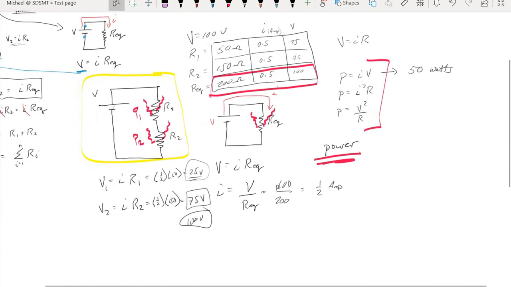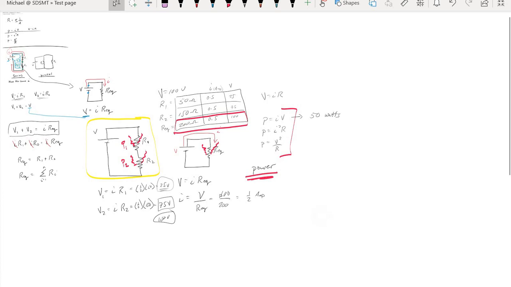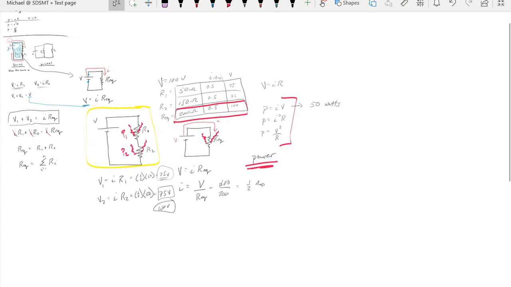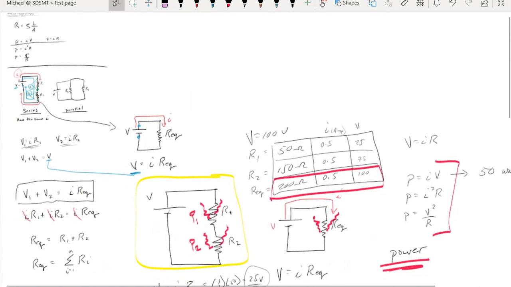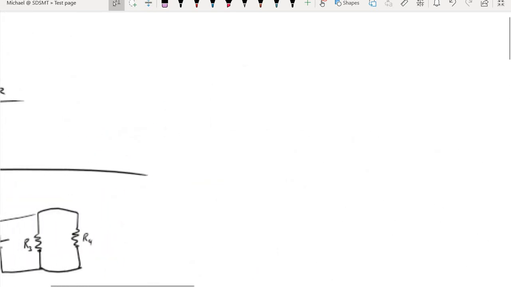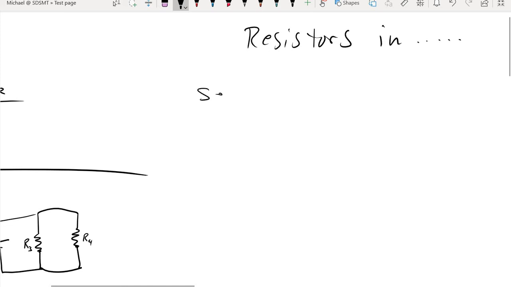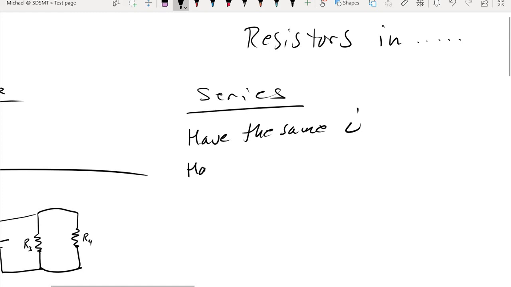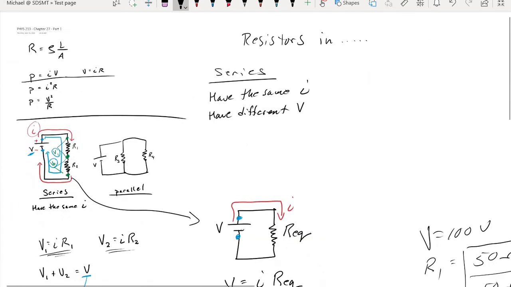And that pretty much finishes everything that we can do in terms of the series resistors. We're going to go ahead and put together some notes up here concerning the series resistors. We'll say resistors in series have the same current but have different potential values.